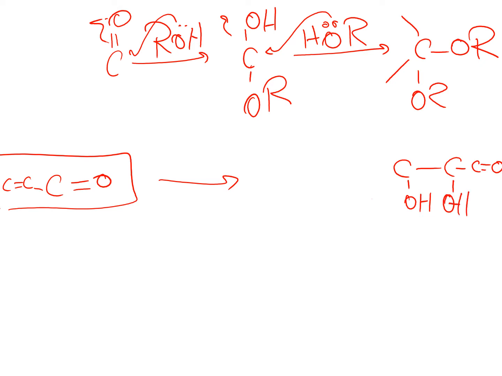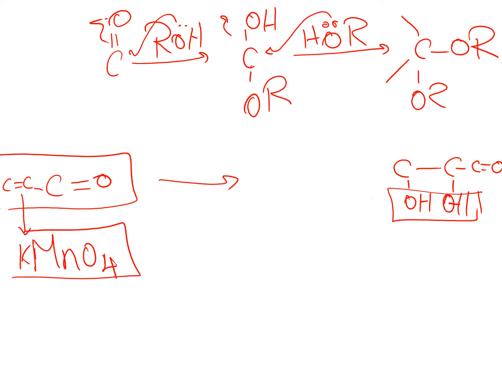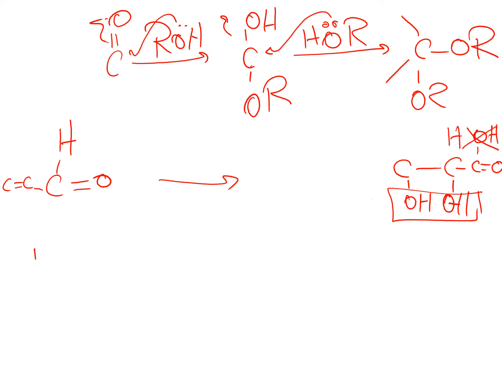What you need here is to add potassium permanganate to the alkene so that you would introduce a diol, a vicinal diol. However, if you use potassium permanganate and this is an aldehyde, you will end up oxidizing it into the acid. If this is not what you need and you need it to stay as an aldehyde, you will need to protect it first. How do we do that?